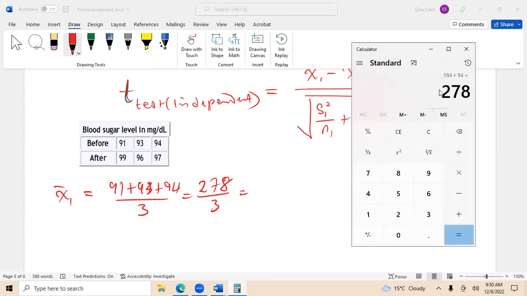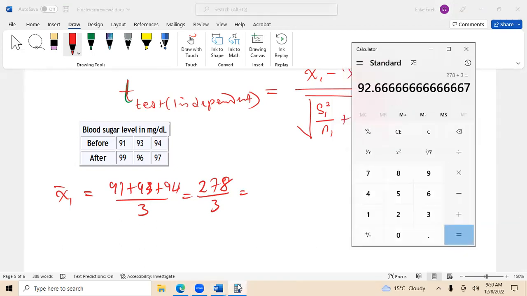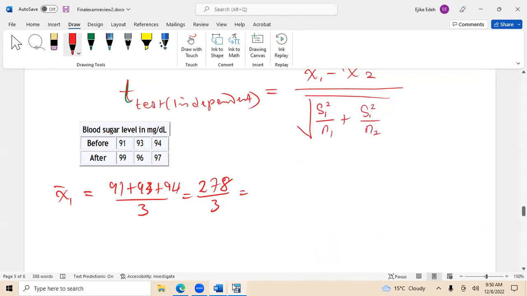So if there's a mistake, we'll quickly correct it. So this divided by 3 will give us 92.6667. So keep the 4 digits, right? It will remove issues of rounding error. 92.6667. Okay, that is mean of group 1, and let's do the mean of group 2 here.